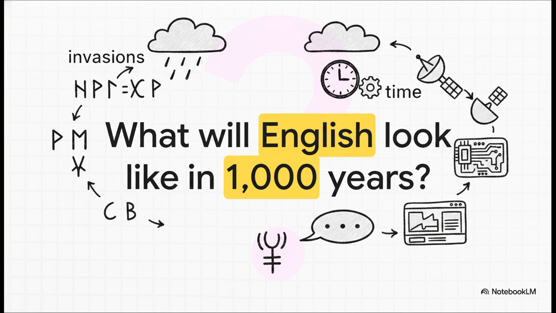Which leaves us with a pretty fascinating final thought to ponder. If English could evolve from this completely unrecognizable, runic language into the modern words we're speaking right now, how alien will our English look to the people of the year 3026?